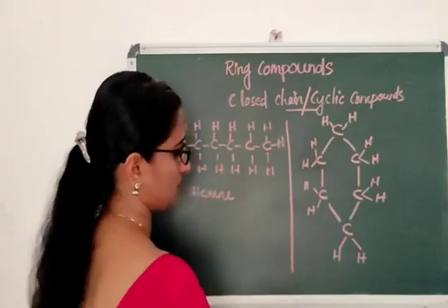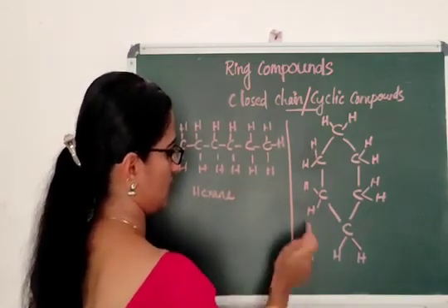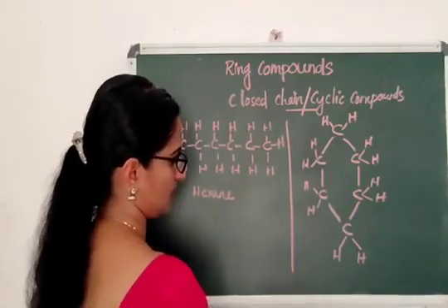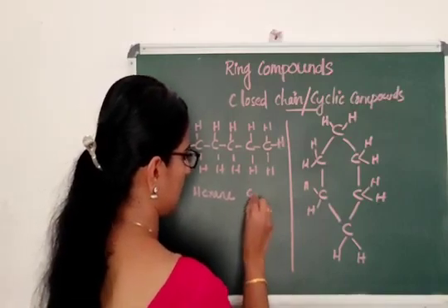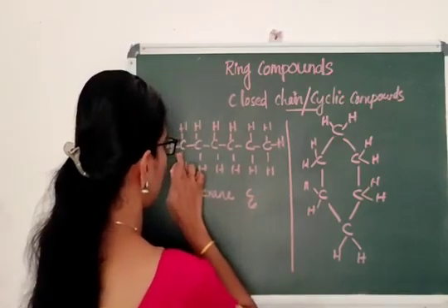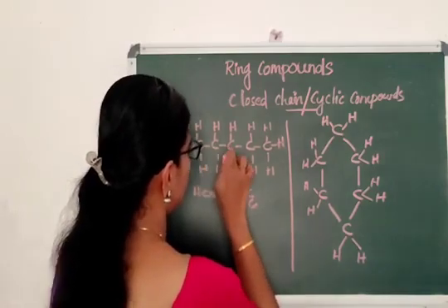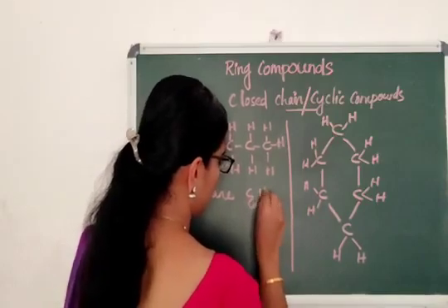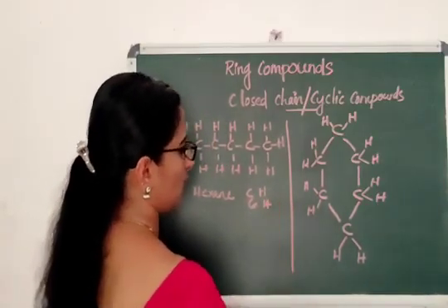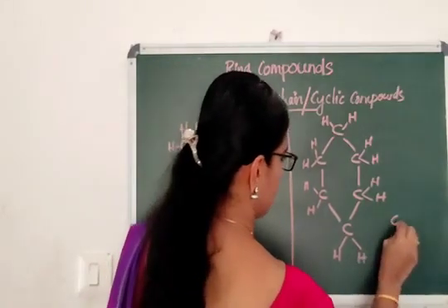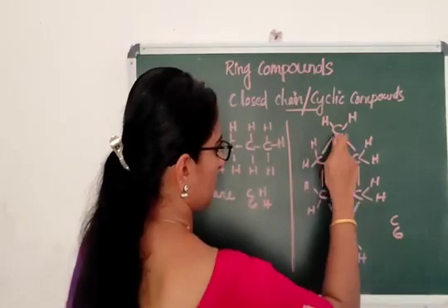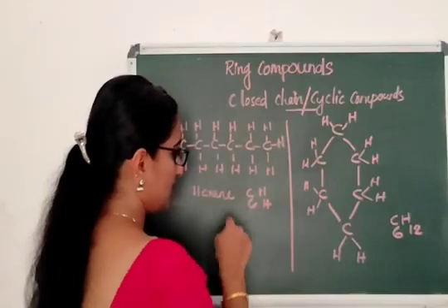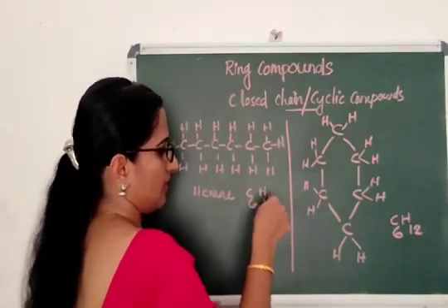2 more hydrogen. Okay, children, what is the difference between these two? This is a straight chain hydrocarbon and this is a ring hydrocarbon. Count the number of carbon and hydrogen. C6, H: 3 plus 2, 5, 5 plus 2, 7, 7 plus 2, 9, 9 plus 2, 11, 11 plus 3, 14. H14. And here also please count the number of carbon. C6, H12. This is normal hexane, or straight chain compound.